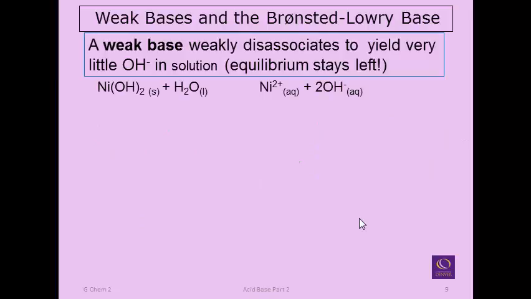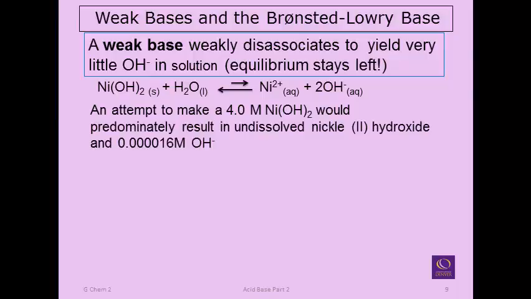Okay, a weak base, same story. Now there are 2 ways to get to a weak base. This nickel hydroxide is obviously a base. It has hydroxide in solution. But as we know from our solubility rules, nickel hydroxide is not soluble, so an insoluble metal hydroxide would actually be a source of a weak base. So if you drop 4 molar nickel hydroxide in solution, you would end up with 0.000016 molar hydroxide ions. And this particular calculation you could go back and do from the equilibrium section using Ksp.